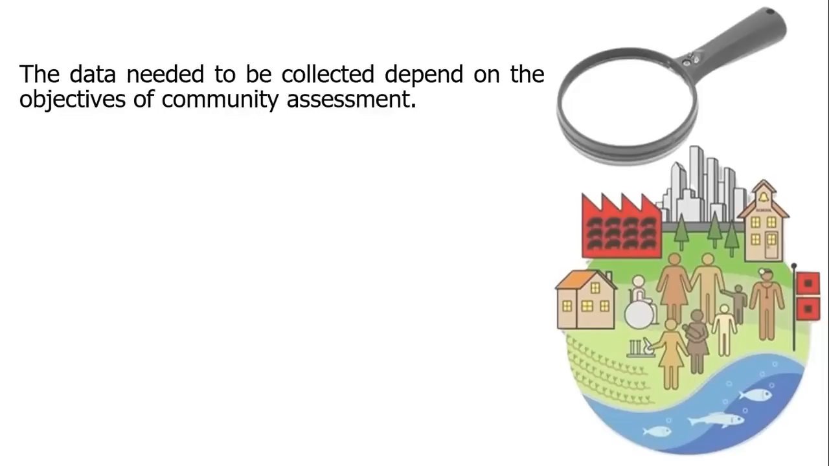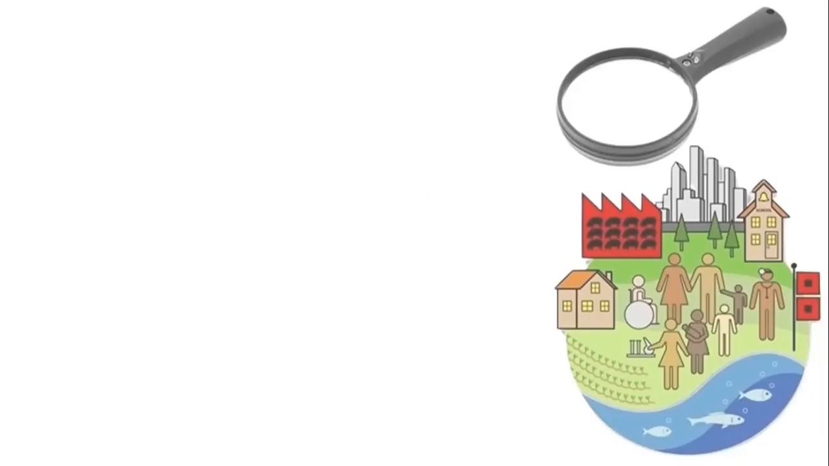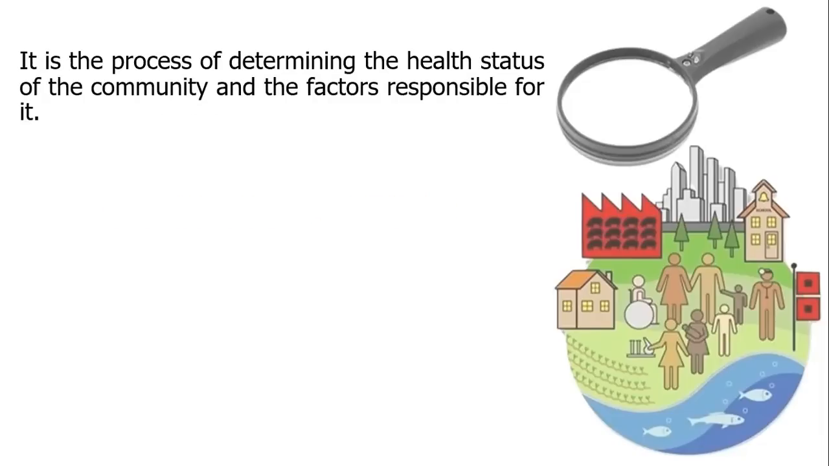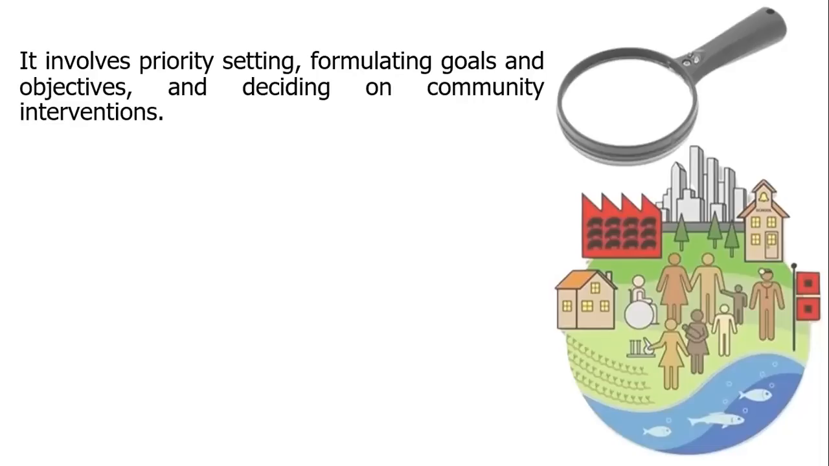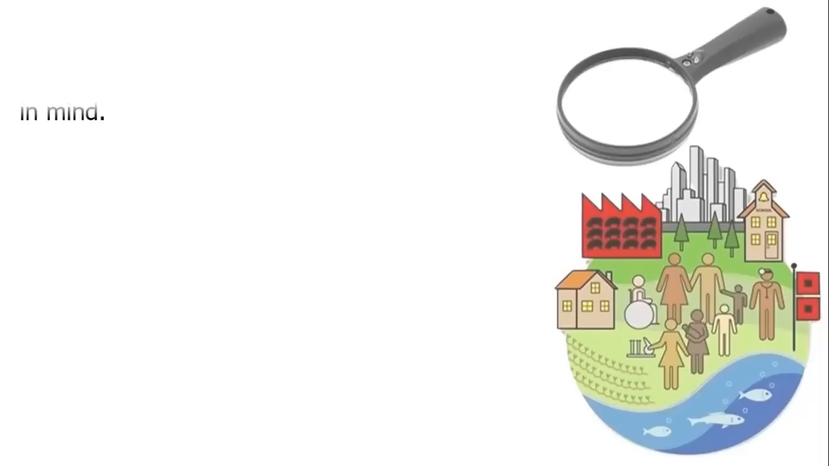The data needed to be collected depends on the objectives of community assessment. Community planning. It is a process of determining the health status of the community and the factors responsible for it, community diagnosis. It involves priority setting, formulating goals and objectives, and deciding on community intervention. It's the planning phase.